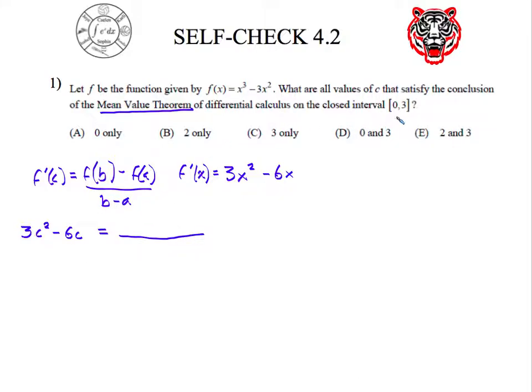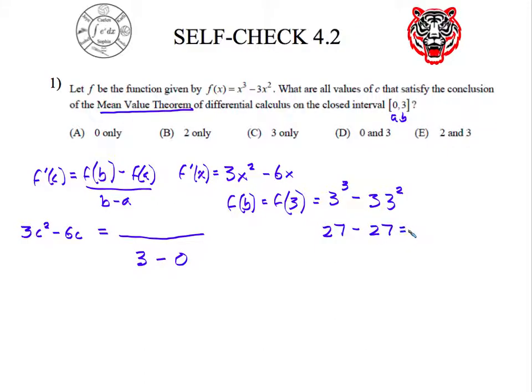I know a and b, so b minus a is 3 minus 0 on the bottom. F of b, so what is that? F of b is the same thing as f of 3, and f of 3 means I'm plugging into this function here, so that's going to be 3 cubed minus 3 times 3 squared. So 3 cubed is 27, minus 3 squared is 9, times 3 is 27, and I get 0. Okay, so I get 0 for b, minus, I need f of a. What's f of a? F of a is f of 0, and that's going to be 0 cubed minus 3 times 0 squared, which is 0.